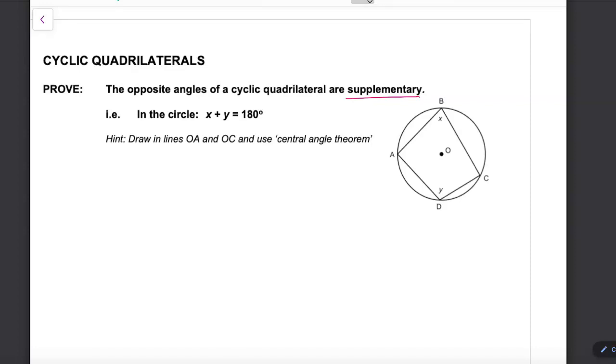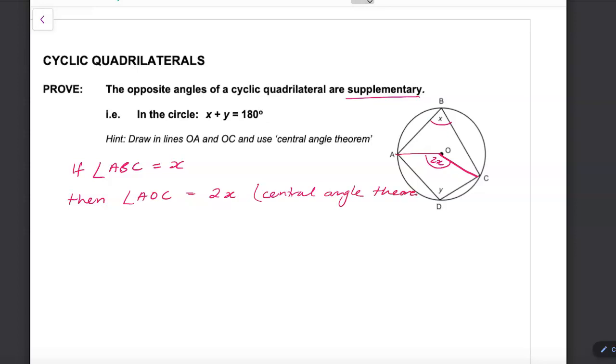To complete this proof, we're going to draw in the lines OA and OC, and OA and OC represent the radii of this circle from its centre O. If we call angle ABC X, then angle AOC is going to be worth 2x. So I'm going to put that in there. And we know that's true because this is using the central angle theorem.